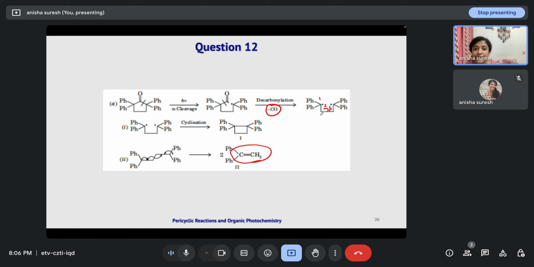If we number like this 1, 2, 3, 4, this 2, 3 bond will be homolytically cleaved and a new bond will be formed between carbon 1 and 2 and carbon 4 and 3, leading to formation of two molecules of this compound 2.